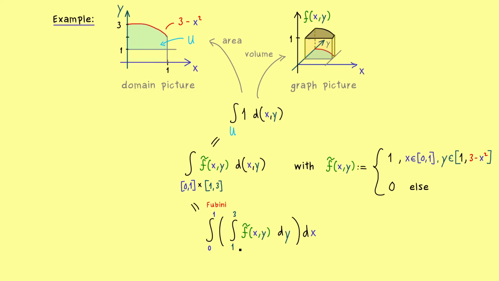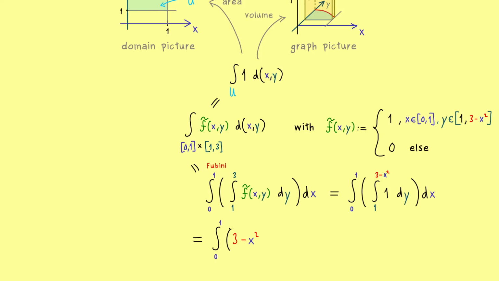In fact, we can immediately look at the one-dimensional integral in the middle, where we see that the function we integrate is 0 whenever y does not lie in this interval here. Therefore, we can nicely simplify this. We can write 1 instead of f tilde and 3 minus x squared for the upper boundary here. So we see this is a really easy integral to solve. Indeed, it's just the upper limit minus the lower limit, which is 1. Hence what remains is just one one-dimensional integral which we have to solve.